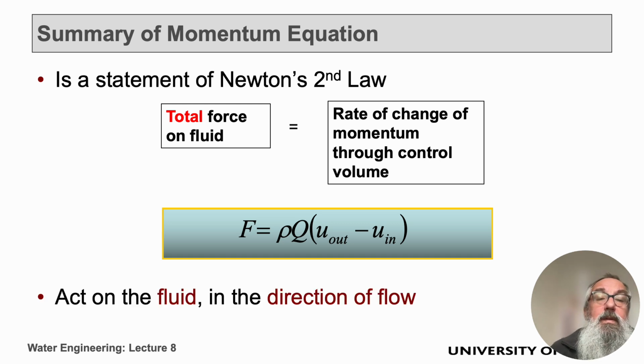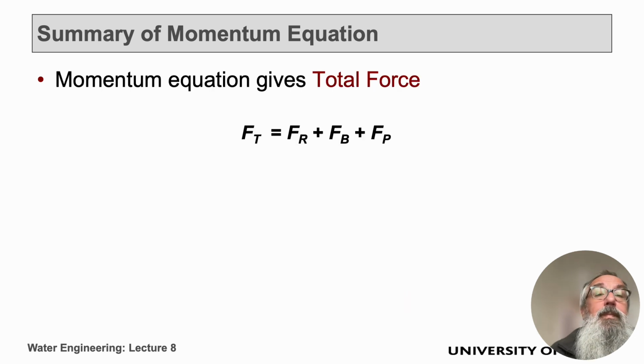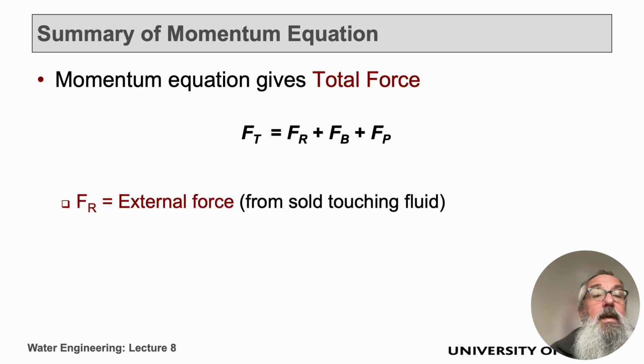And this force acts on the fluid in the direction of flow. So as a nozzle, this is negative to push the fluid in. A momentum equation gives total force, which has 3 components: resultant force, body force and pressure force.